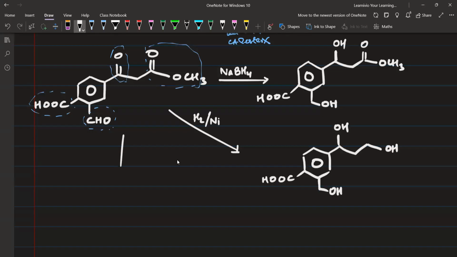Now we have the last part, that is lithium aluminum hydride, which converts everything to alcohol, like all the carbonyls and carbonyl derivatives will be converted to alcohol, no matter what it is, whether it is carboxylic acid or aldehyde or ketone or ester.